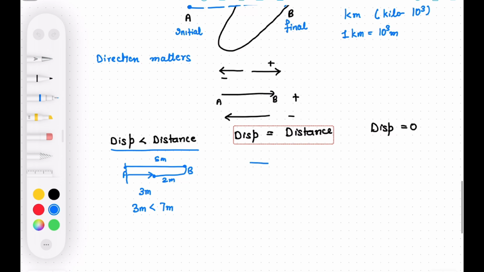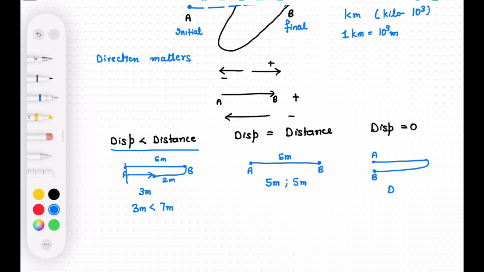When I am moving in a straight line from point A to B, let's just say I traveled 5 meters. In that case, my displacement is also 5 meters. Both distance and displacement are 5 meters. When I talk about displacement being 0, I started from point A and returned to the same point. So in that case, my displacement would be equal to 0.